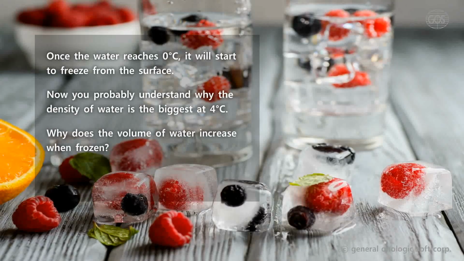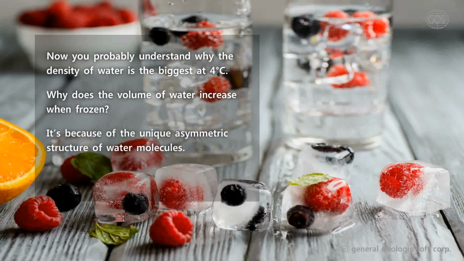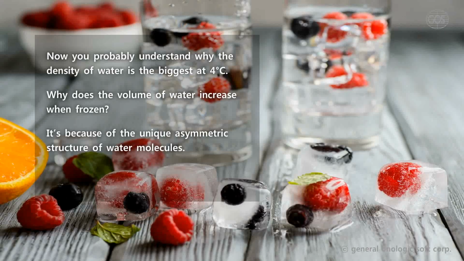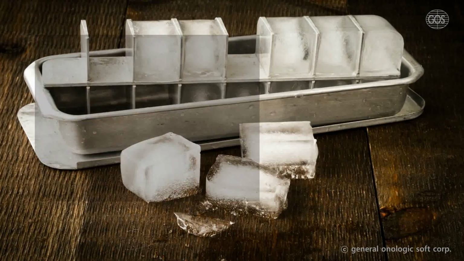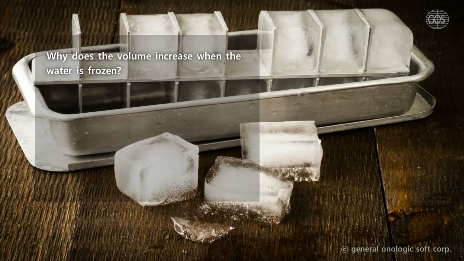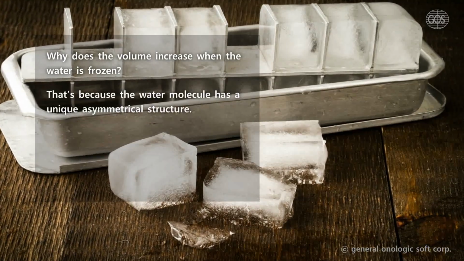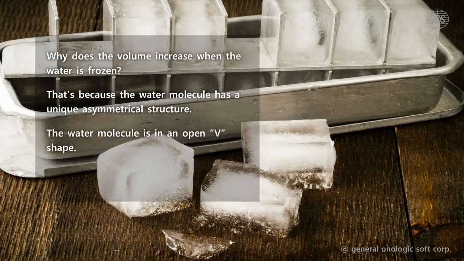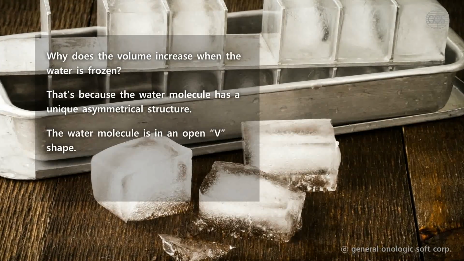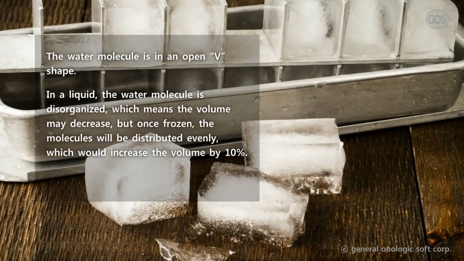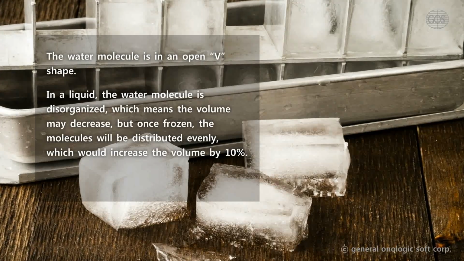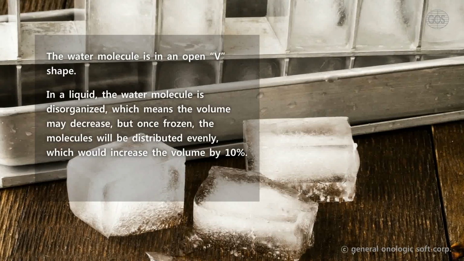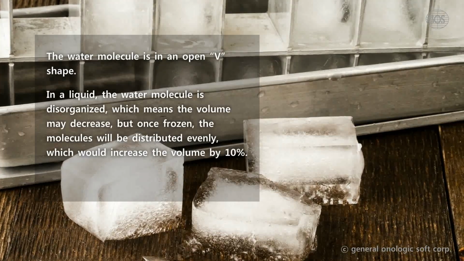Why does the volume of water increase when frozen? It's because of the unique asymmetrical structure of water molecules. The water molecule is in an open V shape. In a liquid, the water molecules are disorganized, which means the volume may decrease, but once frozen, the molecules will be distributed evenly, which would increase the volume by 10%.